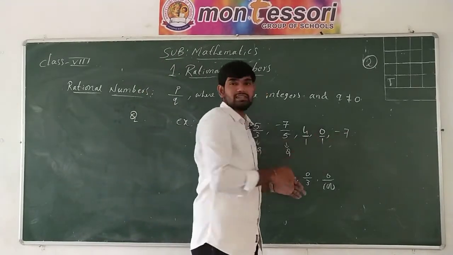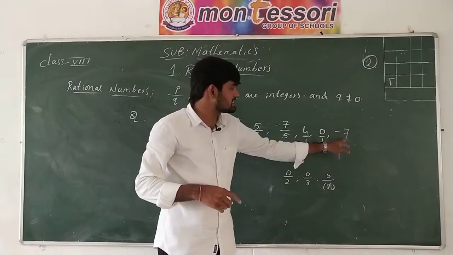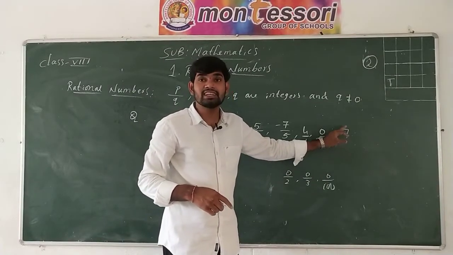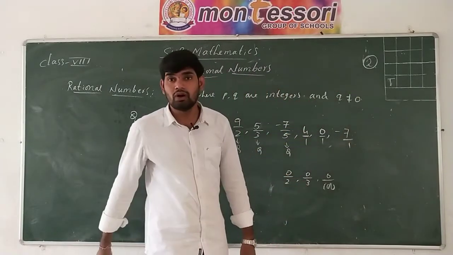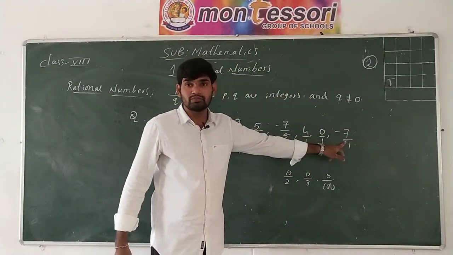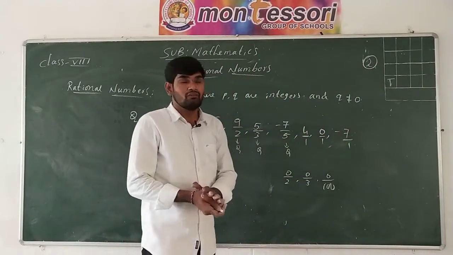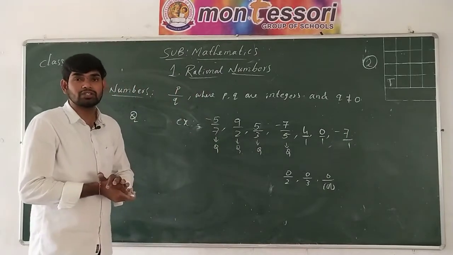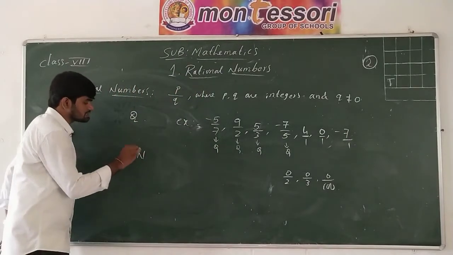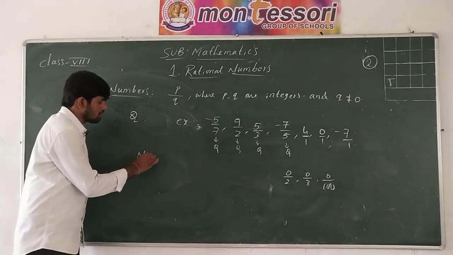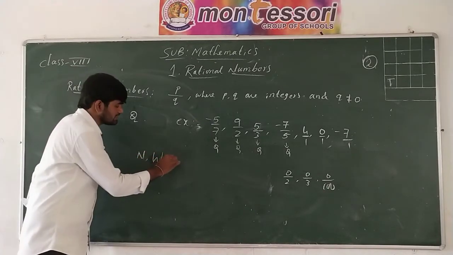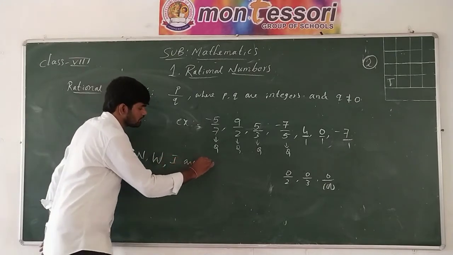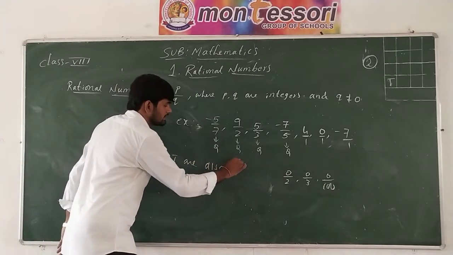What about minus 7? We know that minus 7 is a negative integer, but I will say that it is also a rational number. Why? Because we can write it as minus 7 by 1, where it is in the form of p by q. So it is also a rational number. From these examples, what can we conclude? That all natural numbers, all whole numbers, all integers are also rational numbers.